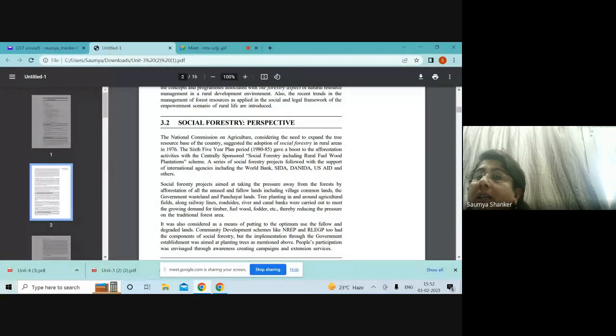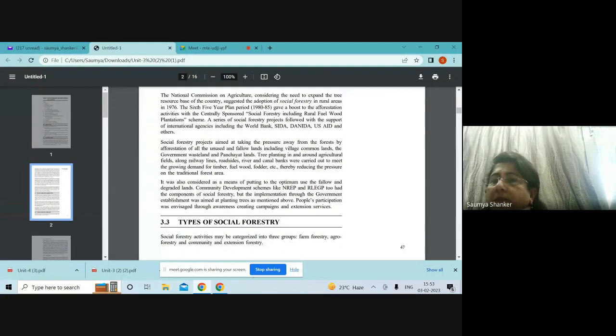so that the growing demand for wood as a cooking fuel, as fodder for cattle, or for many other purposes, which was basically a pressure and onus lying on the forest areas to provide, could be brought down. So this was the aim of this program.